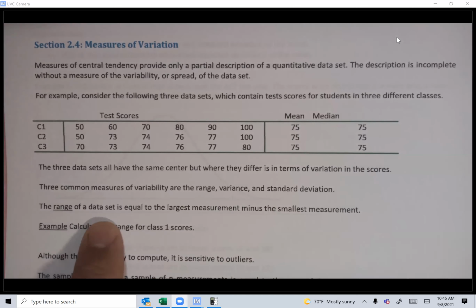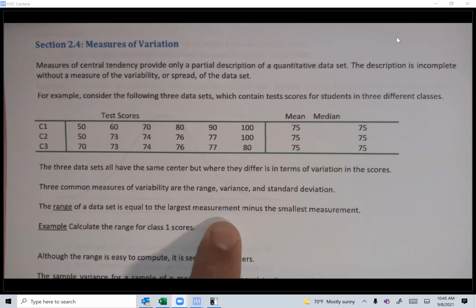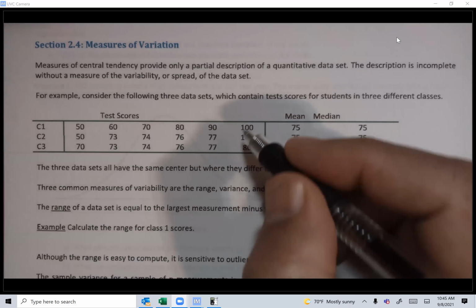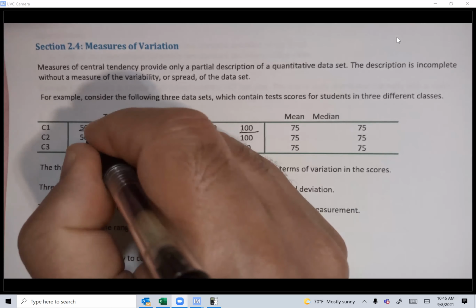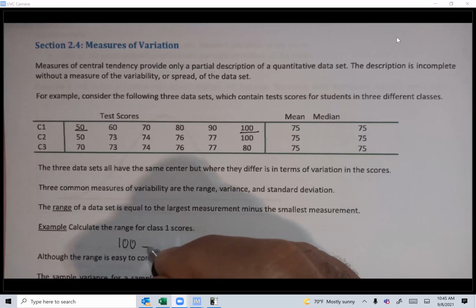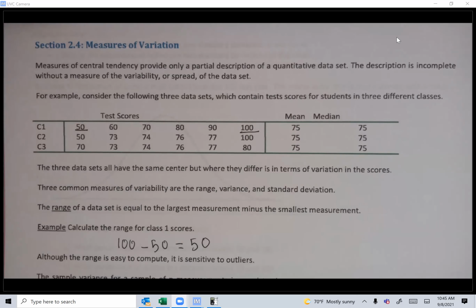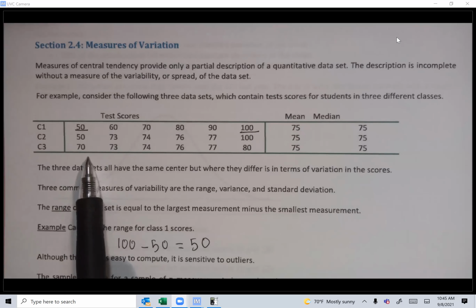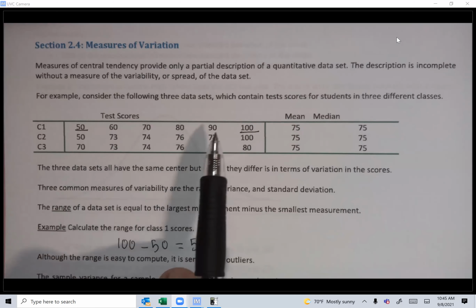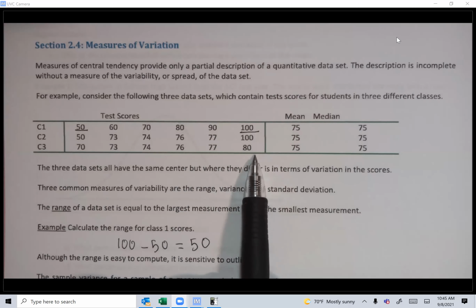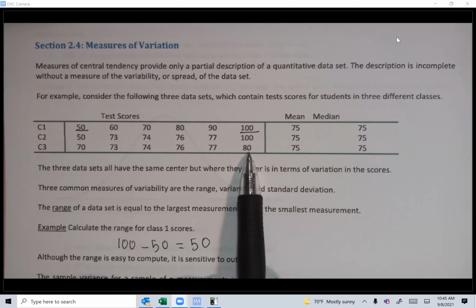The range of a data set is equal to the largest measurement minus the smallest measurement. So calculate the range of class 1 scores. Let's do that. You can see the largest value is 100 and the smallest is 50. So that will be 100 minus 50, which is 50. If I ask you to calculate the range of class C2, it will be again 100 minus 50, which is 50. But if I ask you to calculate the range of class C3, it will be 80 minus 70, which is 10.